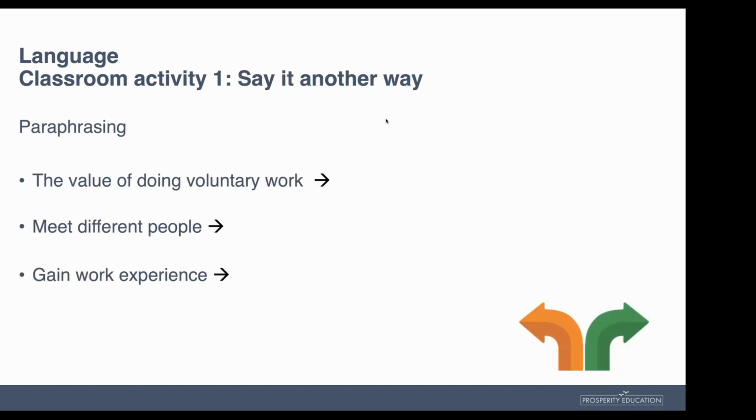My next activity is about paraphrasing. This is a key skill in all of the papers, and it's a really good thing to promote. So I've taken here some phrases from that task, and I would ask students to work individually first of all, and then maybe compare with a partner and think, how could they say this in a different way?